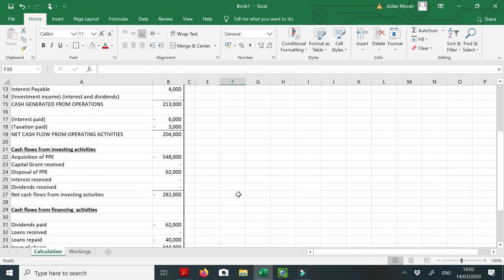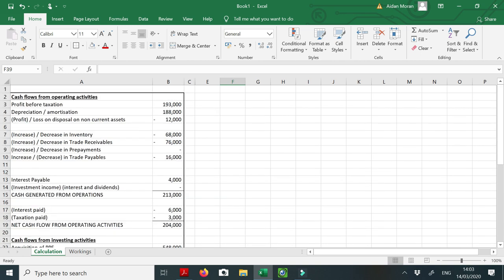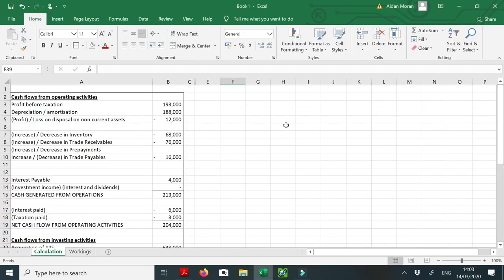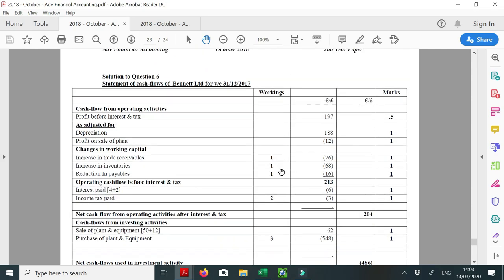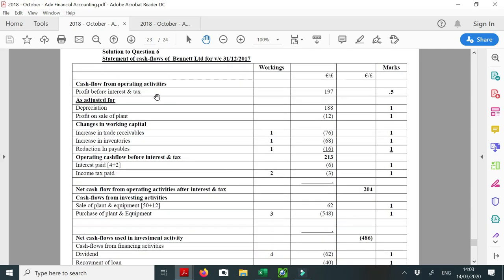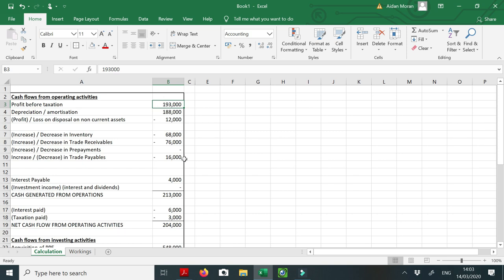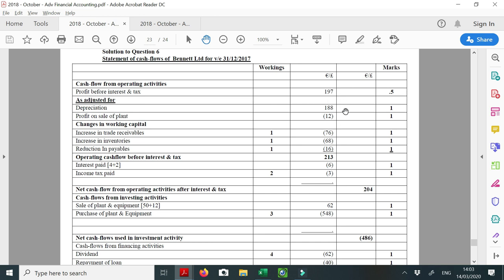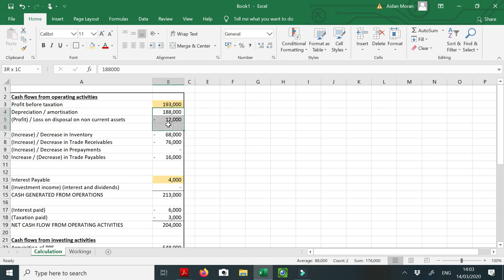Okay, I'll have a quick look at the solution and just see how they do it, and I'll just tab them off or mark them off as I see them. So your profit before interest and tax. Remember I said that there's 2 ways of doing it. I started with the 193 and I included the 4, so it gives you the 197. They just start off with the 197. I've got the 188 was the depreciation and the 12 was my disposal. The 188 and the 12,000.